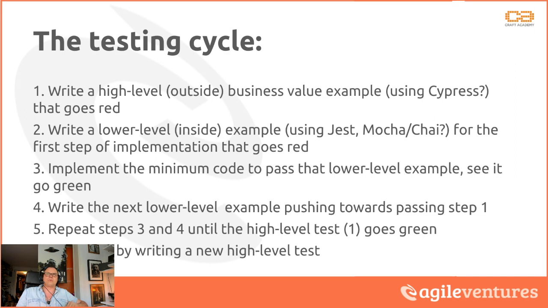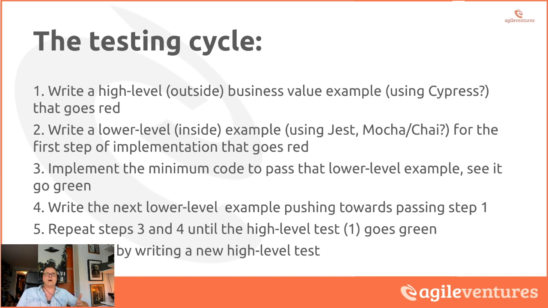I'm going to talk about tools in just a second, and that test is supposed to fail because, remember, we haven't written a single line of implementation code yet. We want to write a lower level inside example using, for instance, Jest, Mocha, Chai, or whatever for the first step of the implementation that goes red. And then we start to write implementation code.